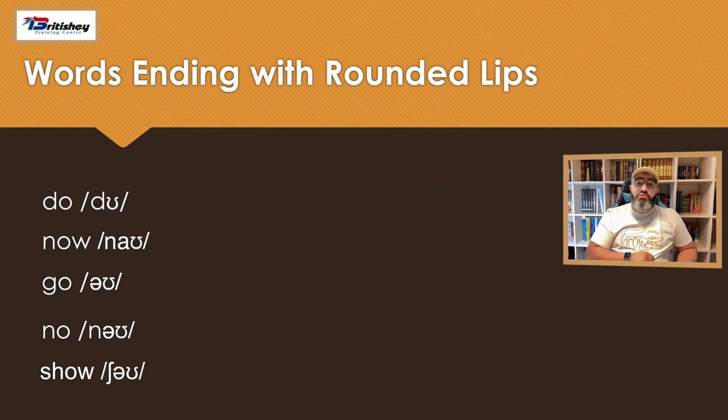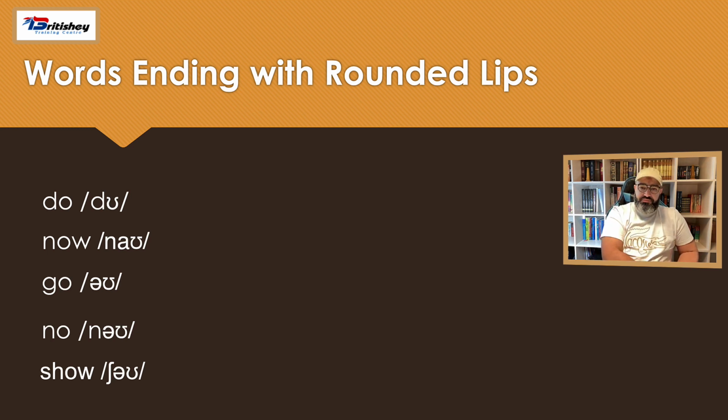Now let's move to the second intrusive sound. And we're going to talk about words, this time ending with rounded lips. And when I say rounded lips, like that. This is rounded. Right. Like what? Like, as you see, do. Look at my lips. Do. Second one, look at my lips. Now. It ends with a rounded vowel.